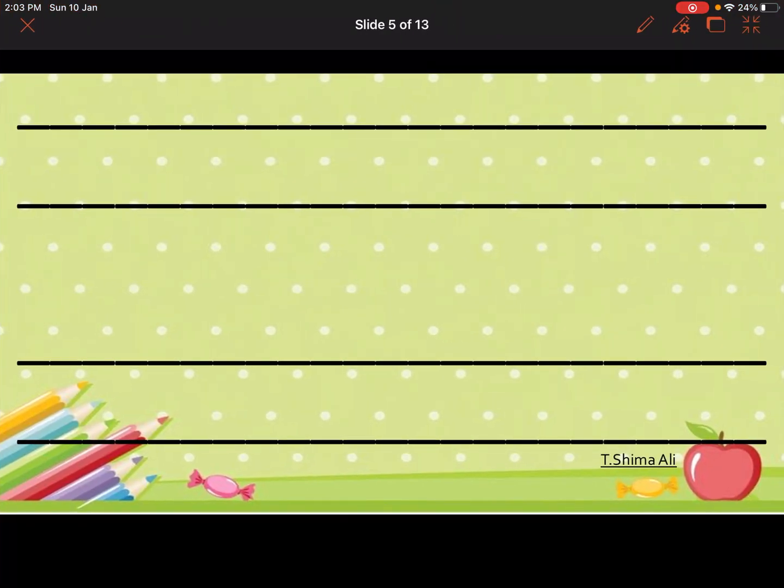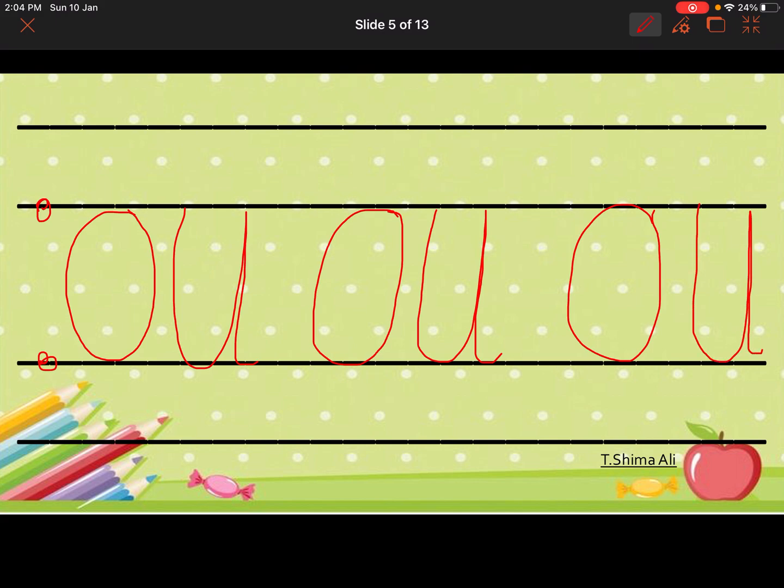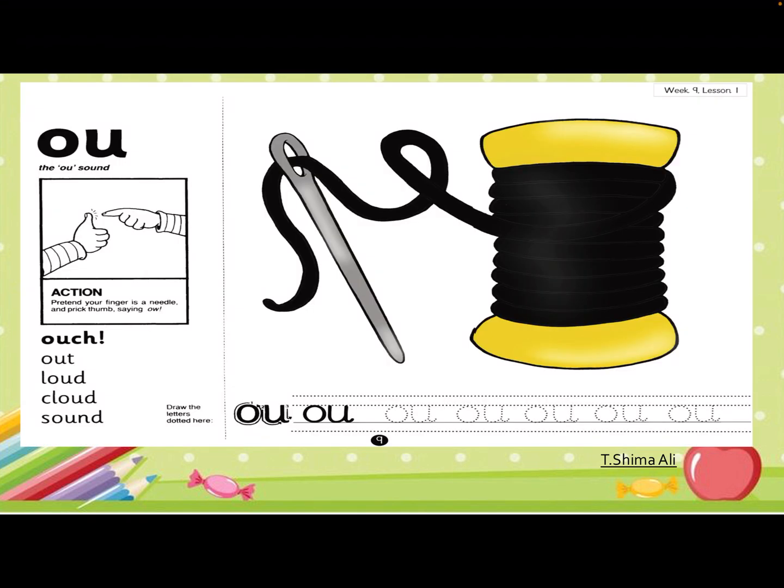Okay, now I will show you how we write the ow sound. Okay, grade 2, look here, we use only line 2 and 3 to write the ow. This is ow. This is ow. Ow for out, ow for cloud, ow for mouth, ow for house, also mouse. Okay, we write it like this. We use only 2 and 3 to write the ow sound.